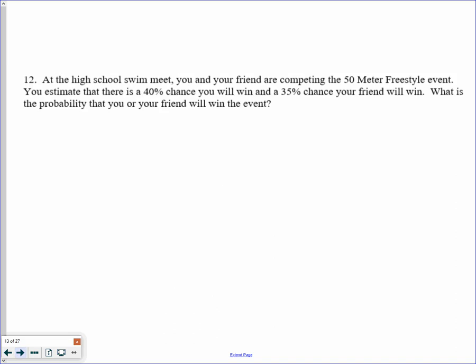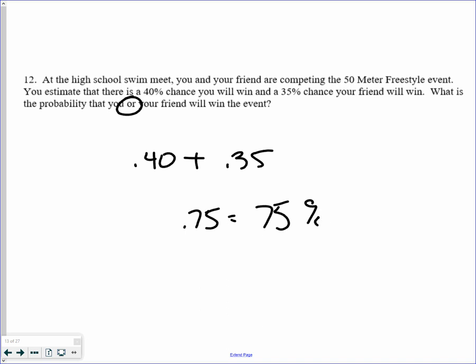At the high school swim meet, you and your friend are competing at the 50-meter event. You estimate that you have a 40% chance that you will win and a 35% chance that your friend will win. What is the probability that you or your friend will win the event? Since you're talking about an or situation, you might win or your friend might win. So that means there's a 0.75 or 75% chance that one of you will win.